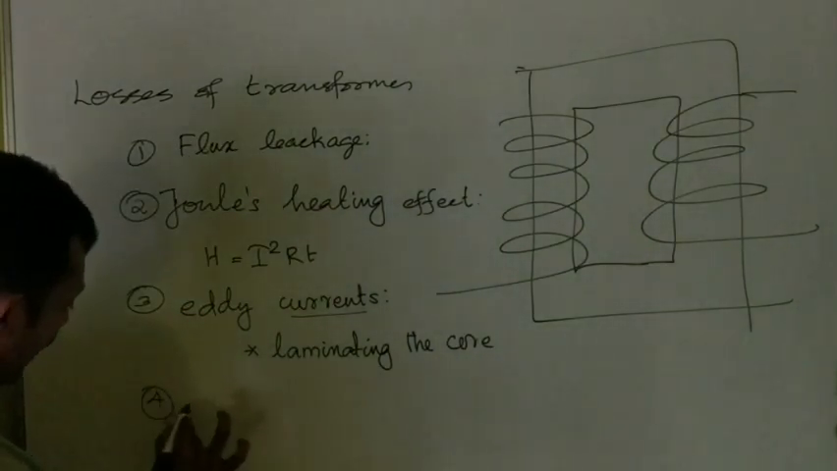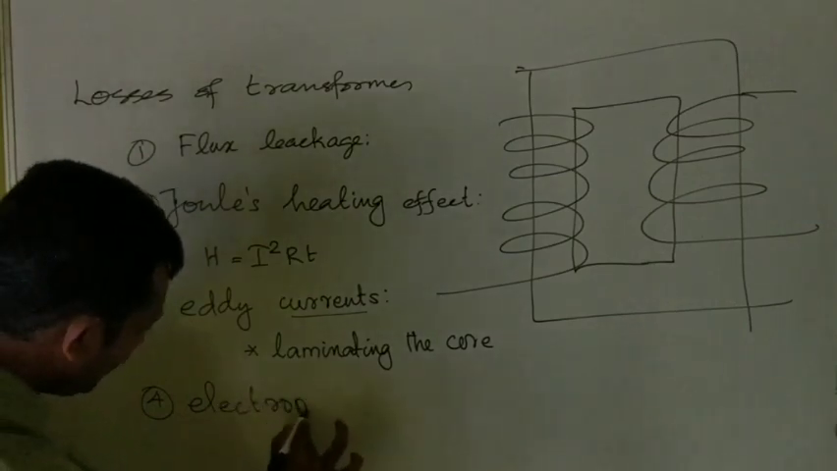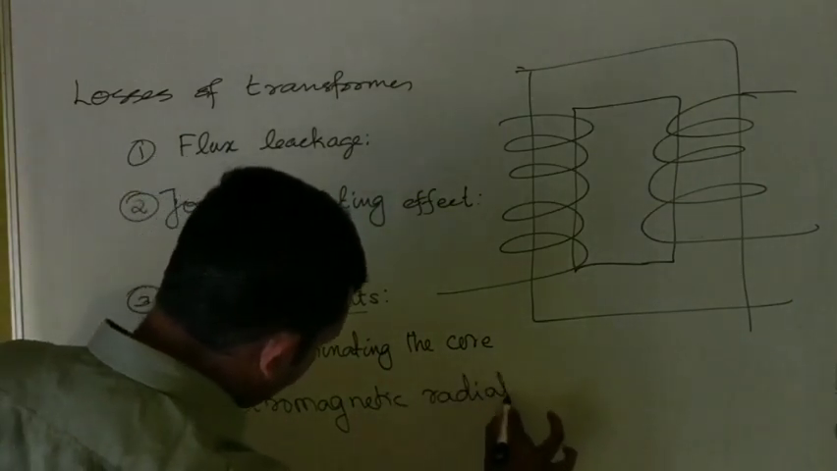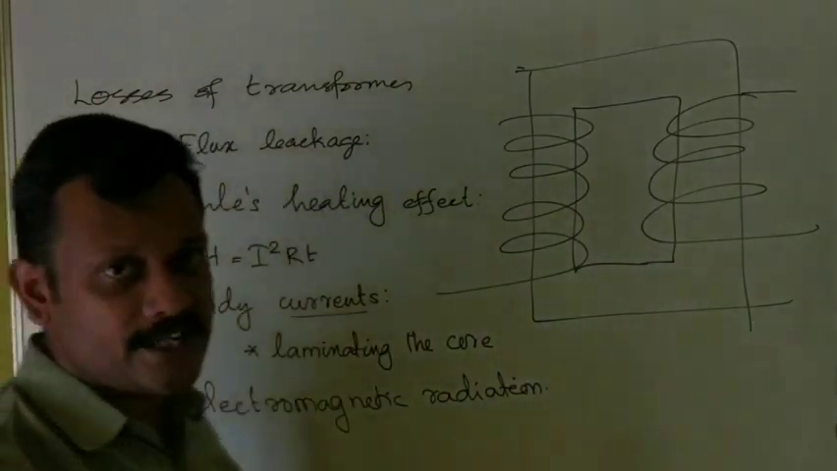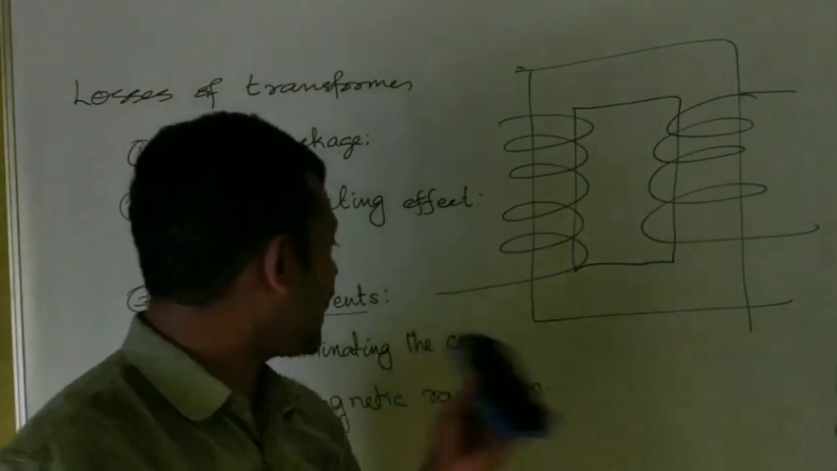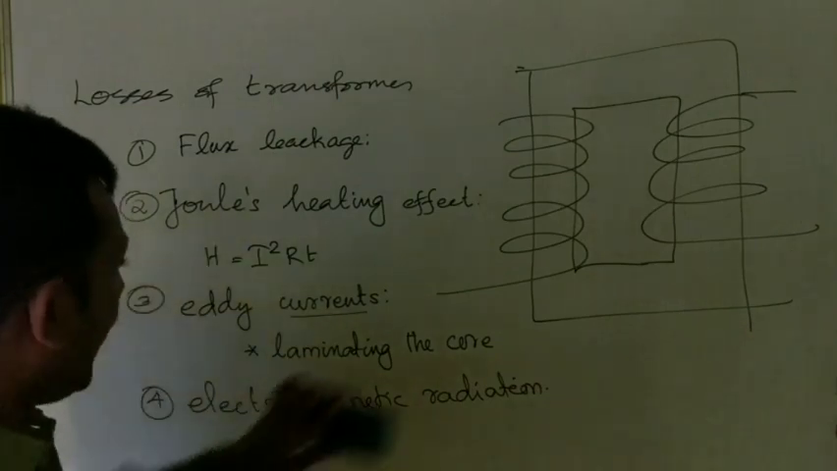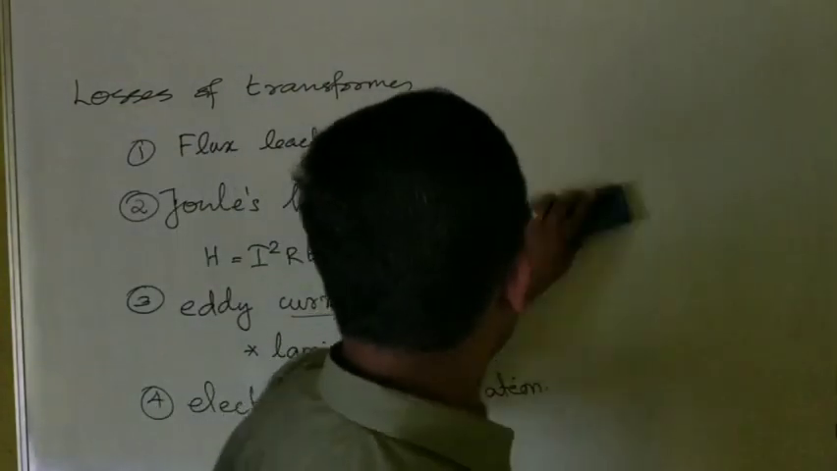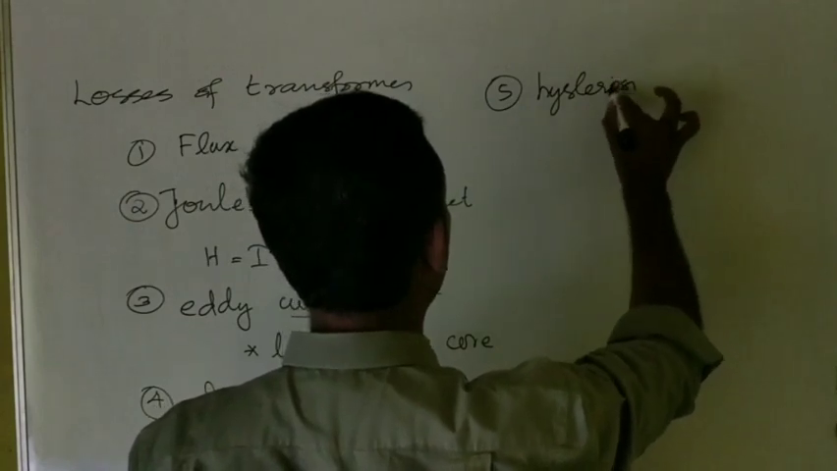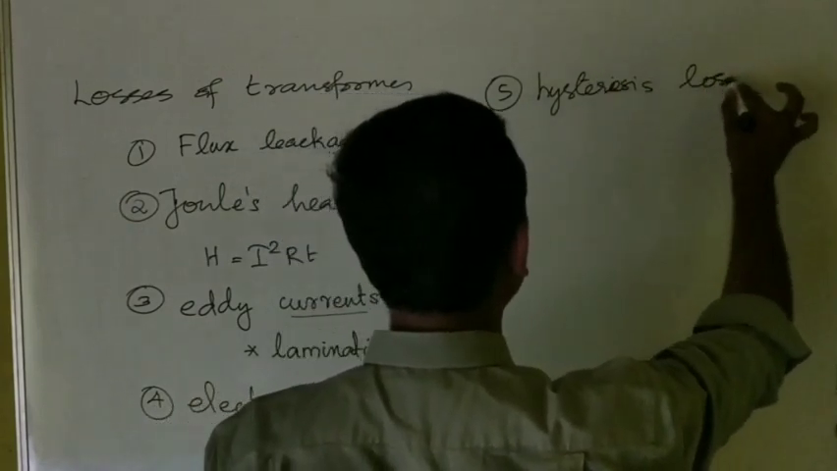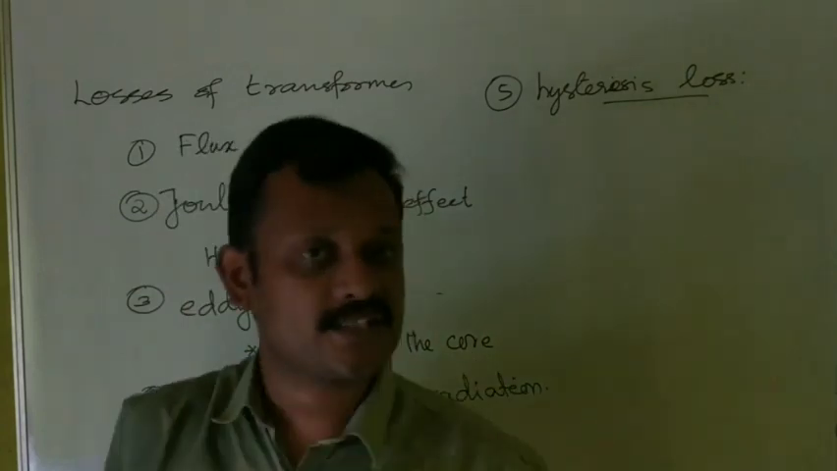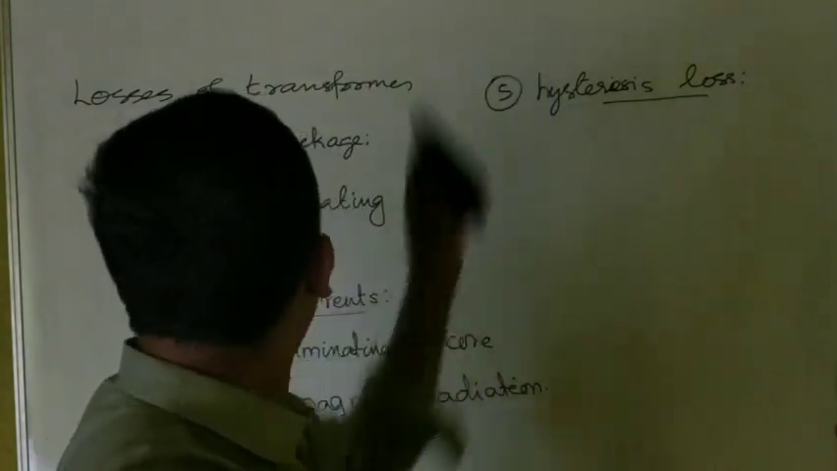Then the fourth loss is energy loss due to electromagnetic radiations. Accelerated charges would produce electromagnetic waves, so energy can be lost in the form of electromagnetic radiations. In addition to all these four losses, there is one more loss that is called hysteresis loss. This loss arises due to the magnetization and demagnetization of the core. So these are the basic losses of a transformer.